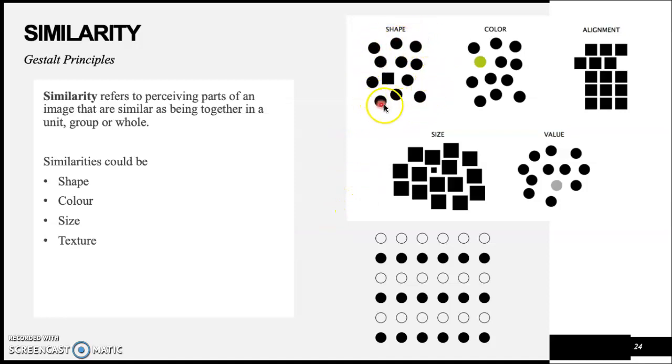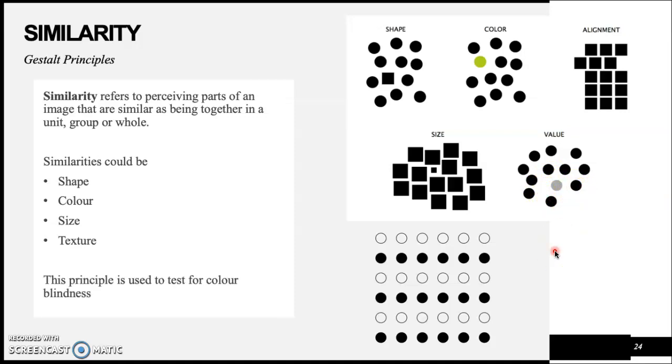So here's some examples. Shape. You see these as all being the same in a group, with the exception of the square because it is a different shape. Similar here with colour. These are all the same colour, they are all the same. You see them as one image and a standout here. Alignment we're not going to talk about, but there's an example there. Size, you can see this little square is actually a lot smaller than the others, so you perceive it as being different from the whole. And you can see value there, but value can also be similar to texture, so if it had a different texture to it.